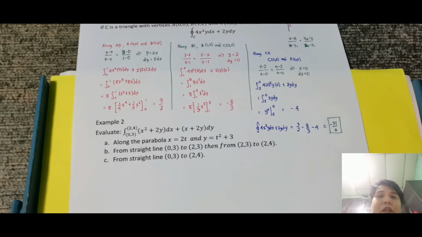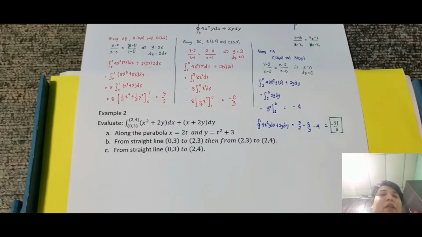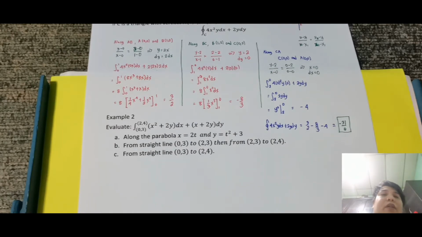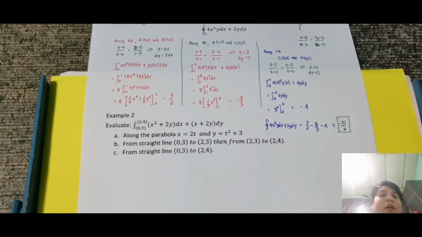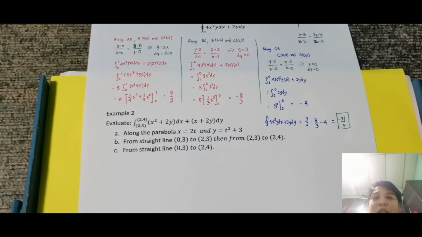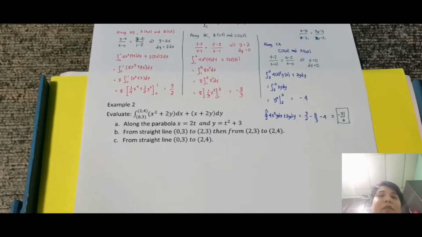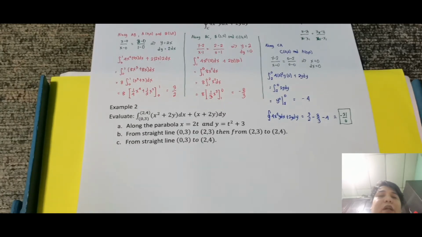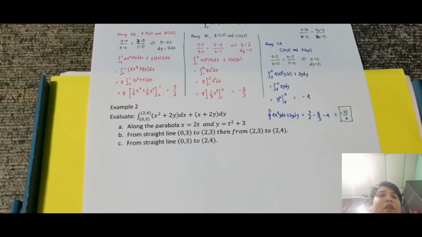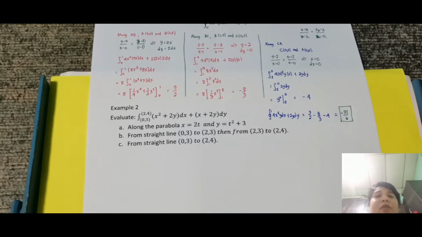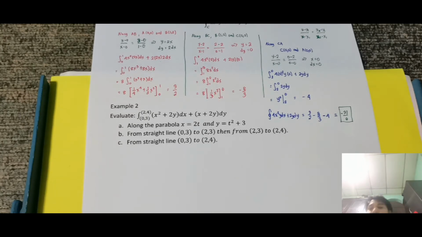So sabi, evaluate the integral ng x squared plus 2y dx plus x plus 2y dy from 0, 3 to 2, 4. So napansin mo, ang kanyang boundary is coordinates. Okay, so letter A, along the parabola x is equal to 2t and y is equal to t squared plus 3. Letter B, from the straight line 0, 3 to 2, 3, then from 2, 3 to 2, 4. Okay? So proceed.